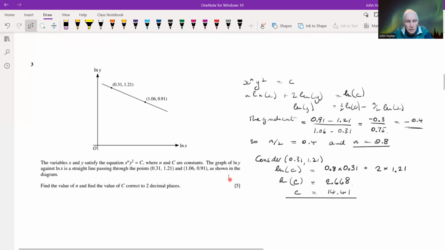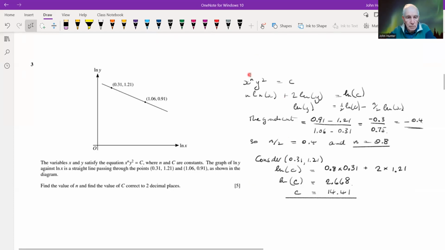All right, let's have a look at this. So a straight line graph, but natural log of x against natural log of y. The variables x and y satisfy the equation x to the power of n plus y squared equals c, where n and c are constants. The graph of natural log y against natural log x is a straight line passing through the points (0.31, 1.21) and (1.06, 0.91). Find the value of n and the value of c correct to decimal places.